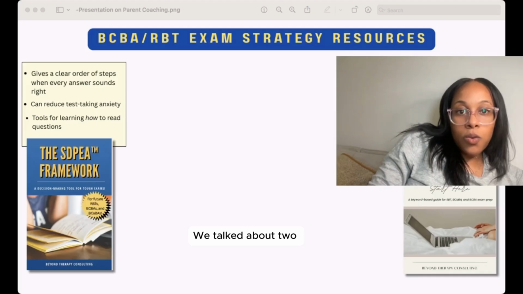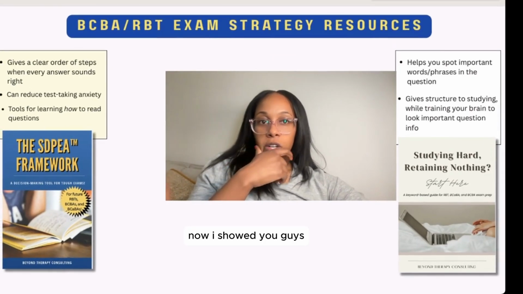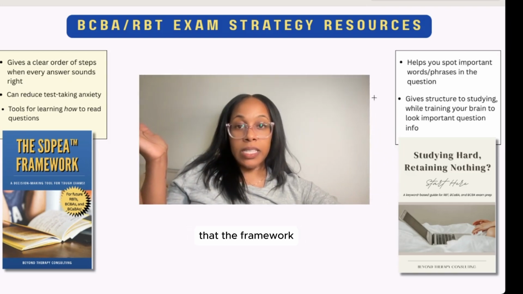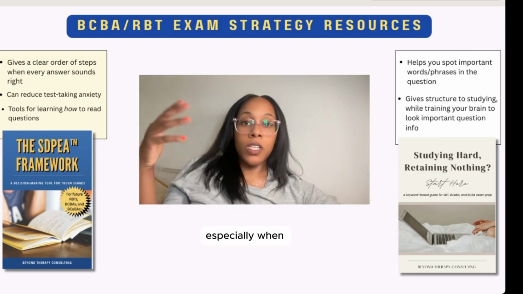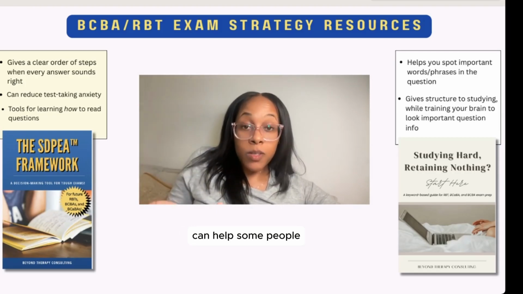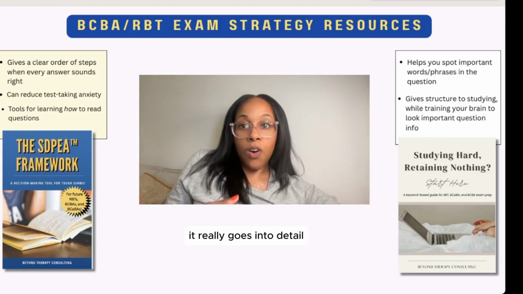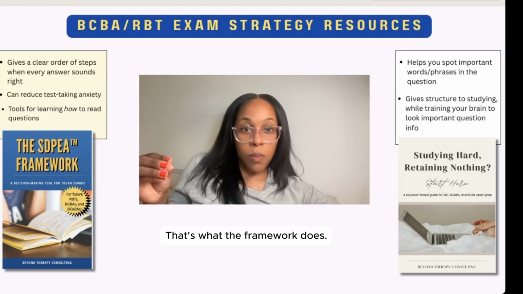So we talked about two major resources tonight. I showed you guys the SDPEA framework. The main difference is that the framework gives you a clear order, especially when every answer sounds right. Practicing this framework and having this plan can help some people with test taking anxiety, and it really goes into detail of how to read the questions. That's what the framework does.